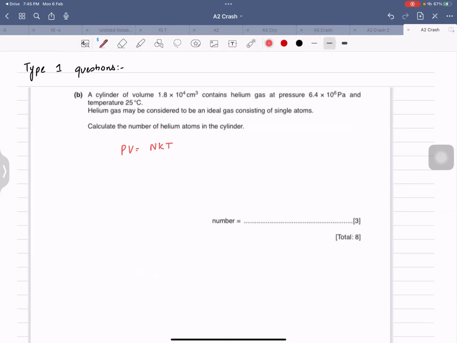Anyway, so now it's basically 6.4 times 10 raised to power 6, and the volume is 1.8 times 10 raised to power 4, and I'm going to replace centimeter cube with 10 raised to -6 meter cube, and N is N. You just need to remember k is 1.38 times 10 raised to power -23, and then for the temperature, you add 273 to it. So it's 10 raised to power -23, yes, negative 23, sorry, like that. Can you please find the answer?